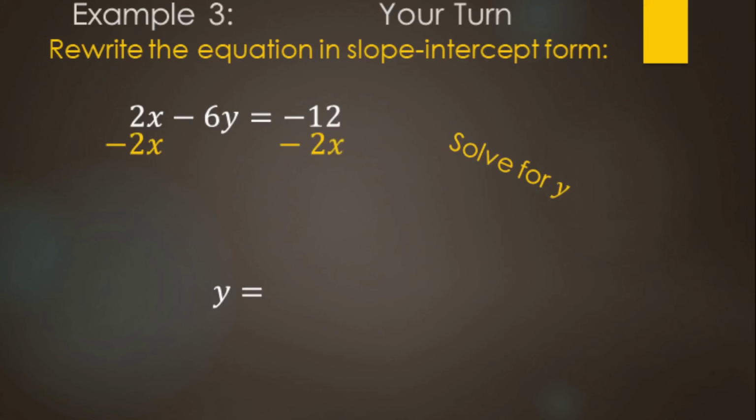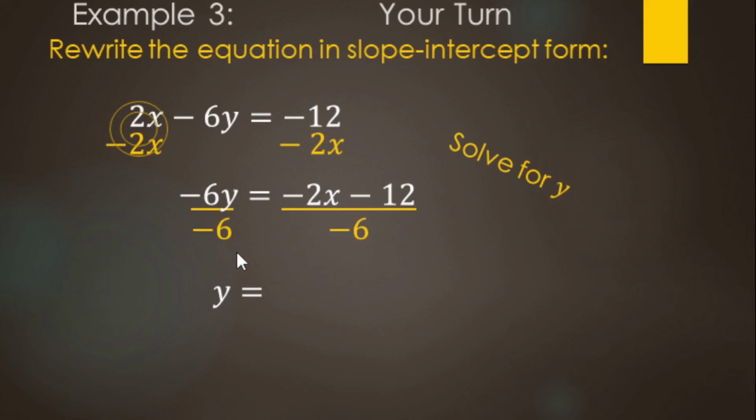So we can subtract 2x from both sides of the equal sign. So on the left side, we have 0 x's, just the negative 6y. And then here we have a constant term and a variable term. So you can't actually add or subtract these together. So you just leave it as negative 2x minus 12. Next up, we need to undo this negative 6 being multiplied by y. So divide both sides by negative 6. Negative 6 over negative 6 is just 1y. Perfect. That's what we wanted.